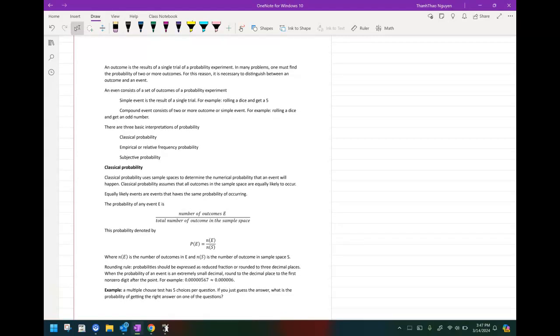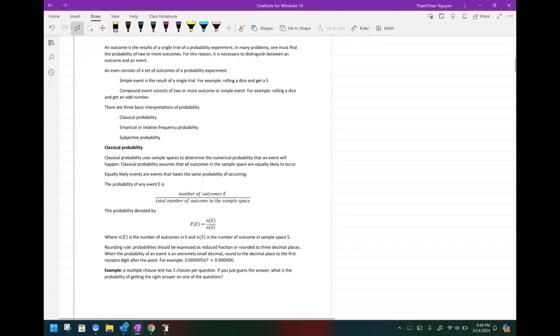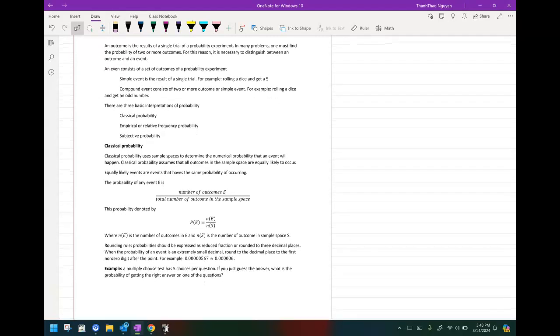A simple event is the result of a single trial. For example, rolling a die and getting a 5, right? So 5 is an event, but the set of the outcomes of rolling a die, you can roll 1, 2, 3, 4, 5, 6. So that is the set of the outcomes. A compound event consists of 2 or more outcomes or simple events. For example, rolling a die and getting an odd number.